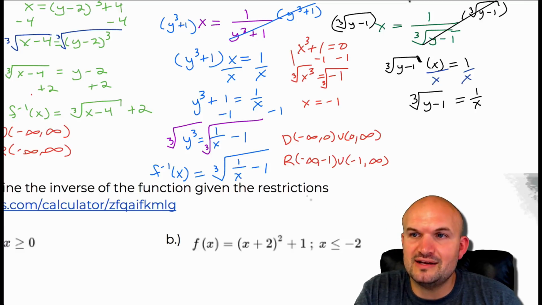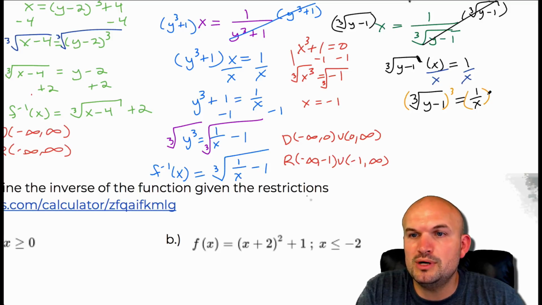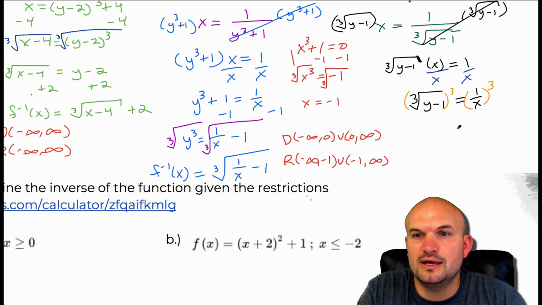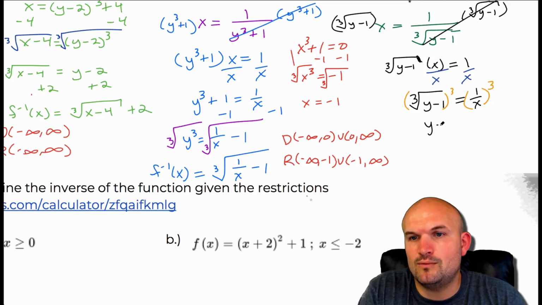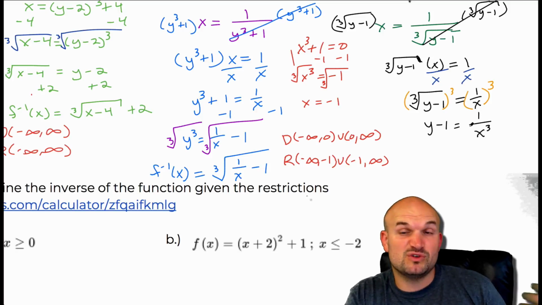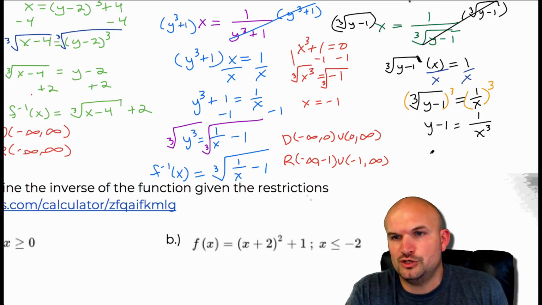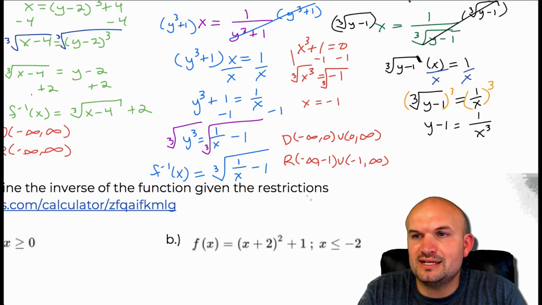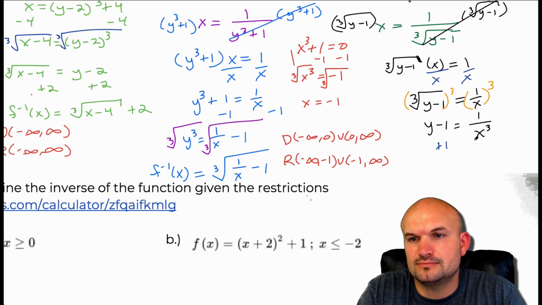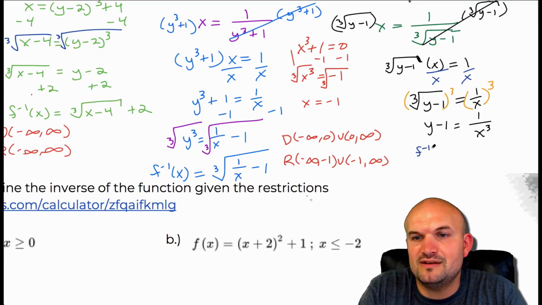However, in this case, now I need to get rid of the cube root. So therefore, I'm going to cube both sides. And by cubing both sides, I get y minus 1 is equal to 1 over x cubed, right? It's really 1 cubed over x cubed, but 1 cubed is just 1. And then I can just add 1 to both sides, and I can rewrite this as f inverse of x is equal to 1 over x cubed plus 1, right?